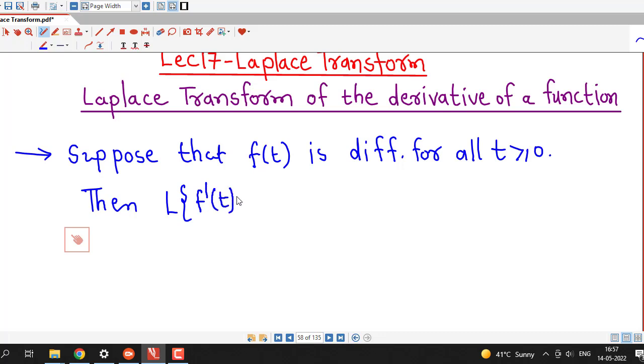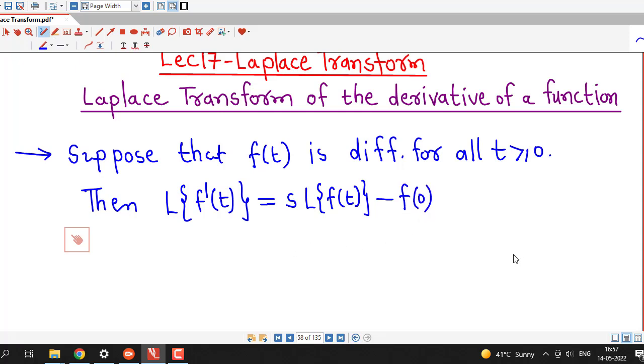We are not proving this result, we will assume this result, and whenever it is required we will use this result. So we will remember Laplace transform of derivative of a function is equal to s times Laplace transform of f of t minus value of function f of t at t equal to 0.